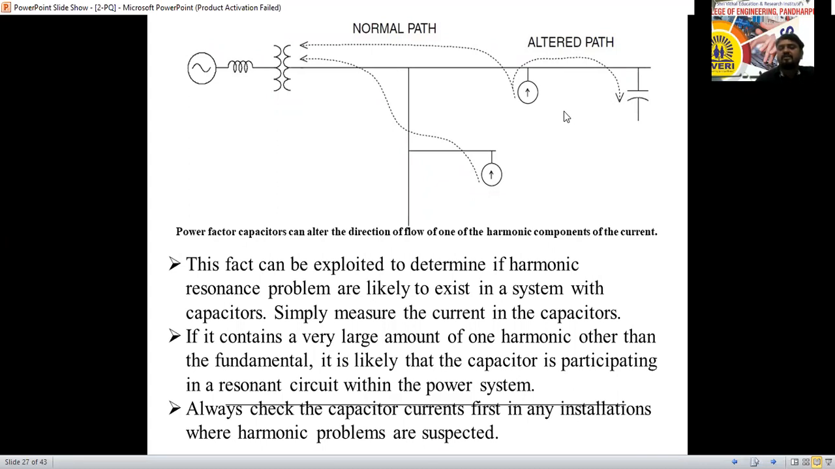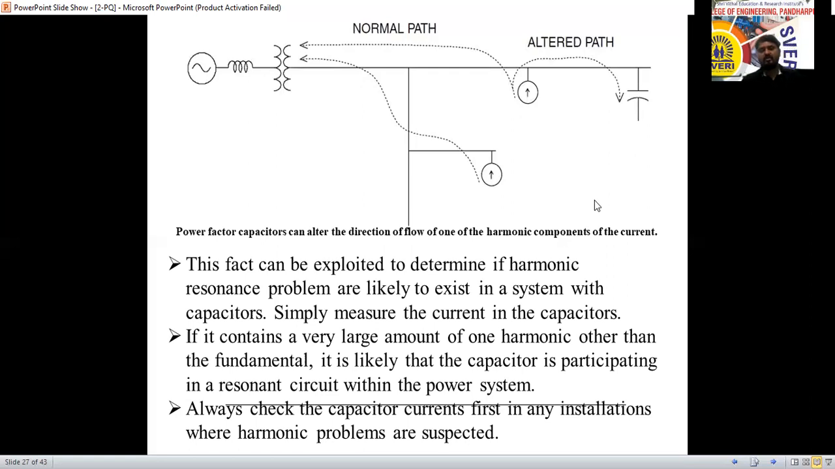Suppose we connect a capacitor in a system; we have to check first whether harmonics are present or not. If harmonics are present and you have connected it, resonance may occur, because the capacitor is going to draw a higher harmonic current. The harmonic currents are going to flow towards the source, so we can easily locate those sources or locate the harmonics.